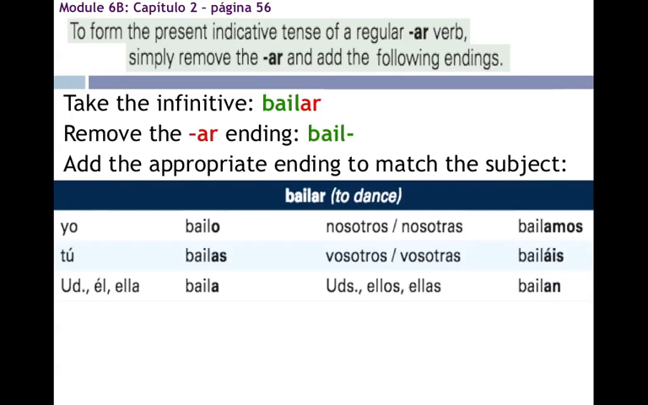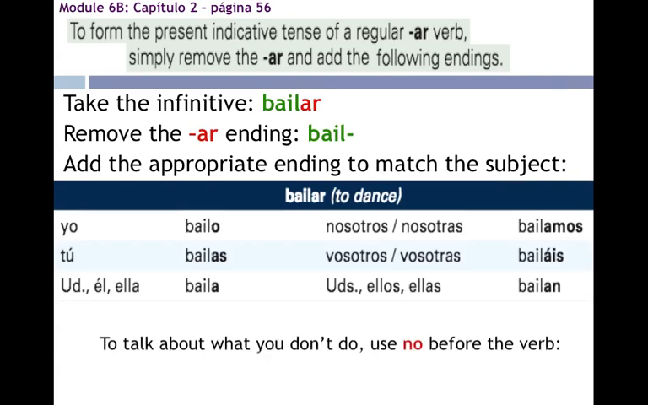So let's just say the endings. We're going to chant them. It goes like this. O, as, a, amos, áis, an. Join me. O, as, a, amos, áis, an. Again. O, as, a, amos, áis, an. Just to get a little bit of a rhythm in your brain so you can try to remember them.